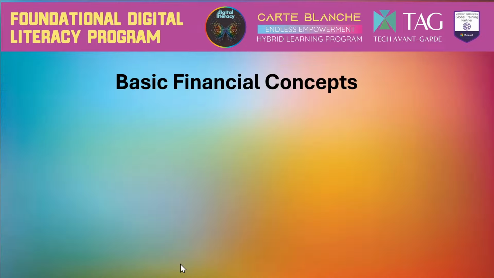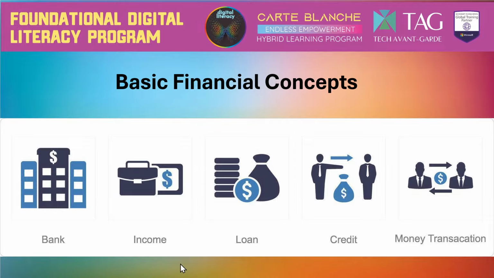Now let us understand one more thing. The basic financial concepts which people should know: there is a bank, there is income, there is a loan, there is credit, there are money transactions. There are many terminologies, and the more we practice, the more we understand the financial terminology. It's a big library, about 100 to 200 terms or even more, which a person should know. The role of the Reserve Bank of India, the RBI, and how it can provide us financial security, we need to understand.